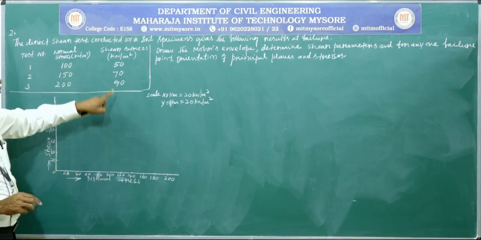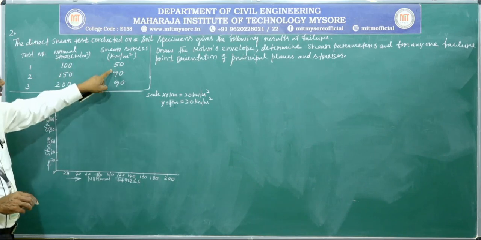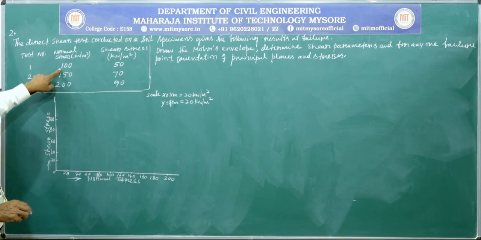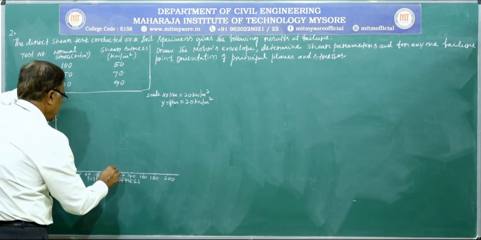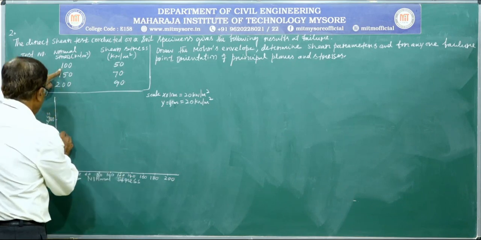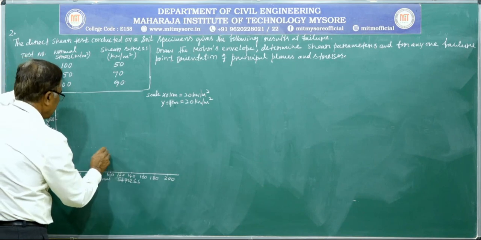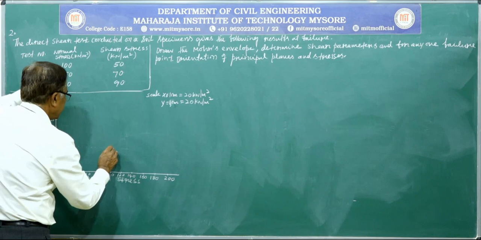To obtain the Mohr envelope, consider normal stress and shear stress for each trial separately. For the first trial, normal stress was 100 and the corresponding shear stress is 50. For 100, it is 50. We get one point.